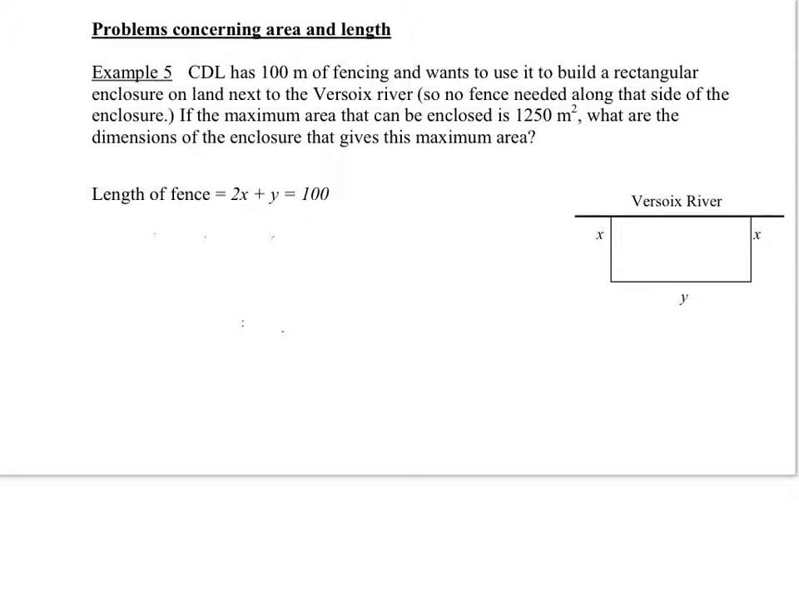It would be possible to rearrange that equation just by putting the 2x over to the other side. If you do, what we get is y equals 100 minus 2x. Now, to get the area of a rectangle, we have to take the width and multiply it by the length. In our case, the width is x and the length is y.